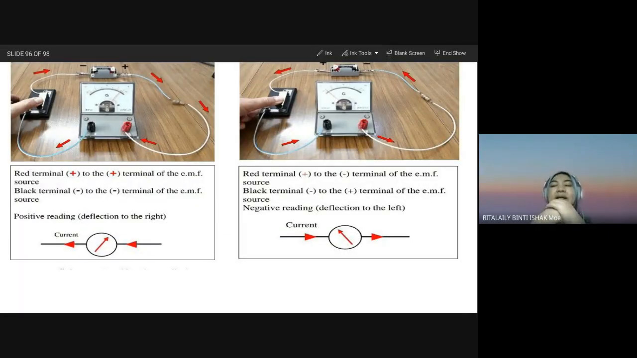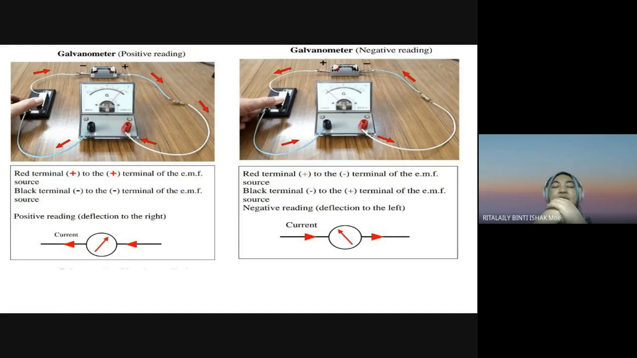So this is the actual activity using a galvanometer. Okay, so as you can see, the direction of galvanometer is opposite direction of the current. So the galvanometer is always pointing to where the current is coming from. So bila you are to determine direction of galvanometer for magnet towards solenoid, then the direction of galvanometer is always opposite direction of current flow.